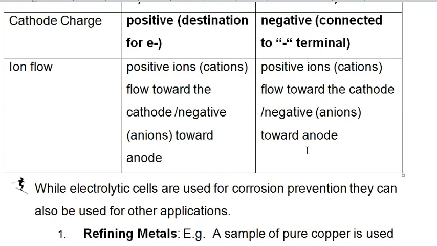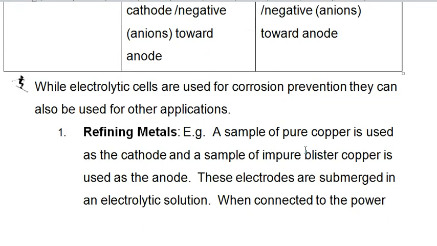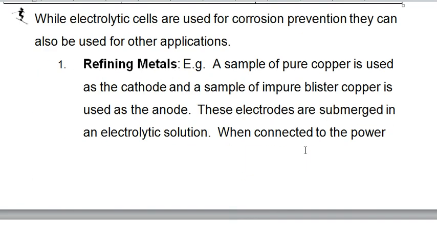And as far as ion flow is concerned, it's the same in both. Positive ions, cations, will move in solution towards the cathode, and negative anions will move in solution towards the anode. So that's not going to change whether you're talking voltaic or electrolytic. We okay there? So, just to sort of finish up, what do we use these for?